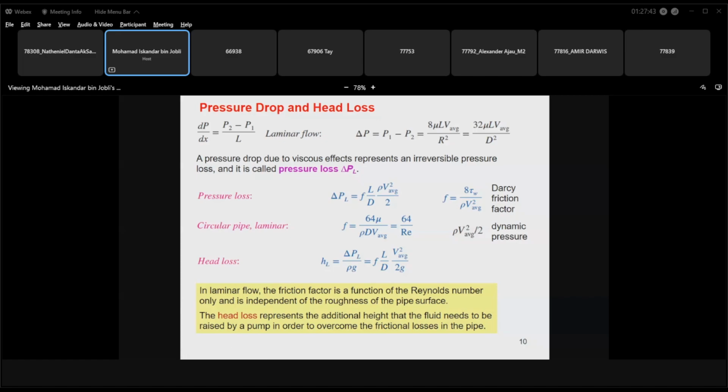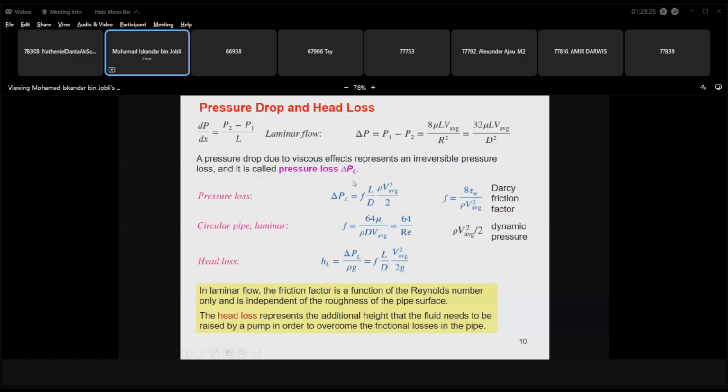Because we don't want the loss to be bigger. We want to minimize the losses, and in order to minimize the losses, there are many methods that we can employ. The pressure drop due to viscous effect represents the irreversible pressure loss. If we study thermodynamics, this is one of the irreversibilities that we have to encounter: friction. The viscous effect comes from friction, and it is one of the causes of the pressure loss.